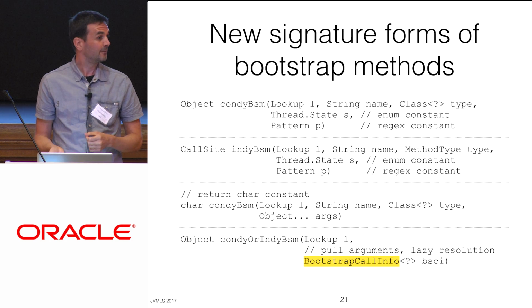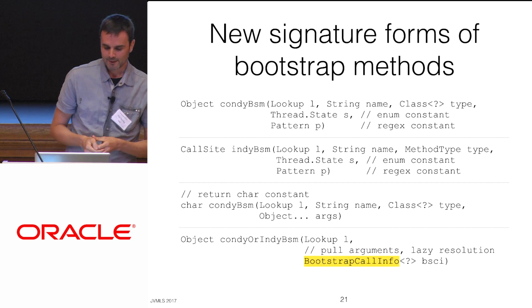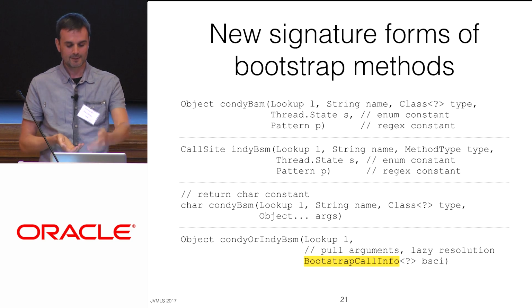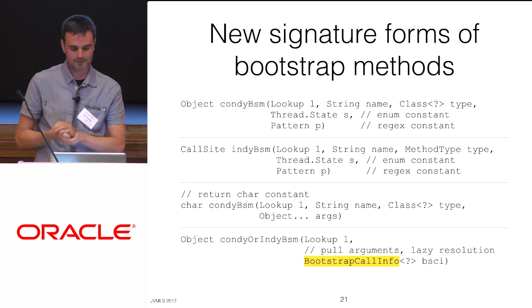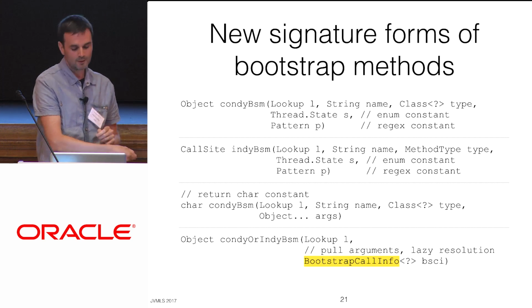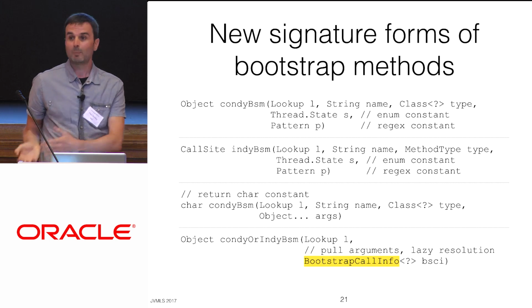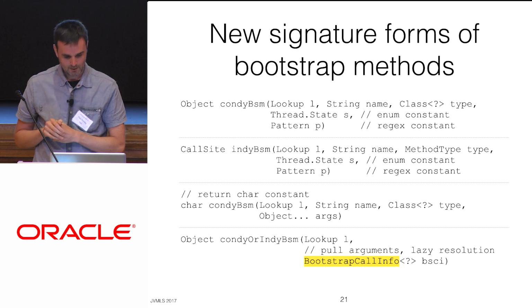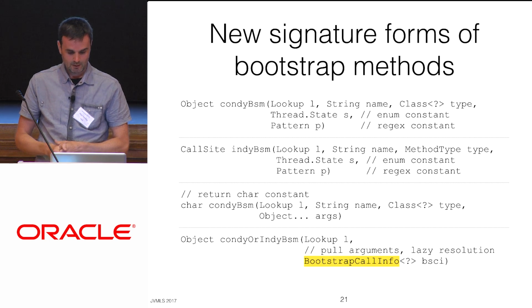So there are new signature forms we added for Bootstrap methods. The first one is a Condy BSM, and because we can now use Condy, we can use Condy itself to represent things like enum constants in Bootstrap method arguments, for example, the Thread.State I showed before. We can have a pattern like a regex constant and so forth. Same applies to Indy as well. We're up-leveling it, so Indy gets improvements too. We could return a char constant instead if we really wanted to.